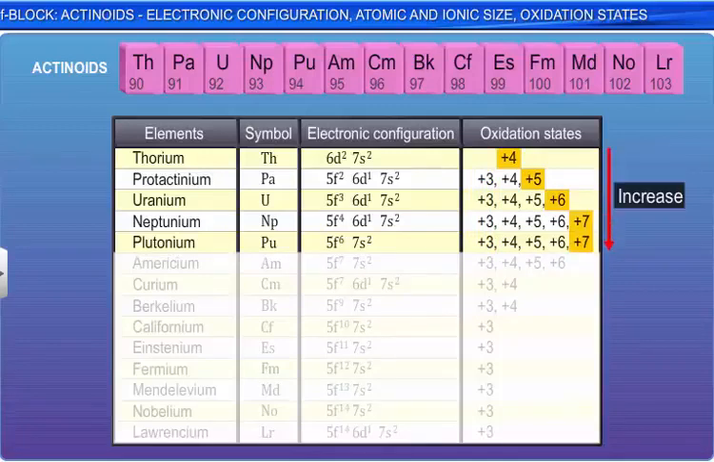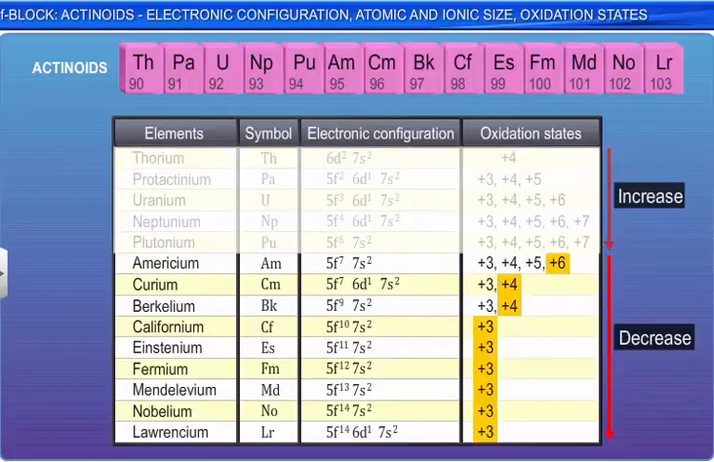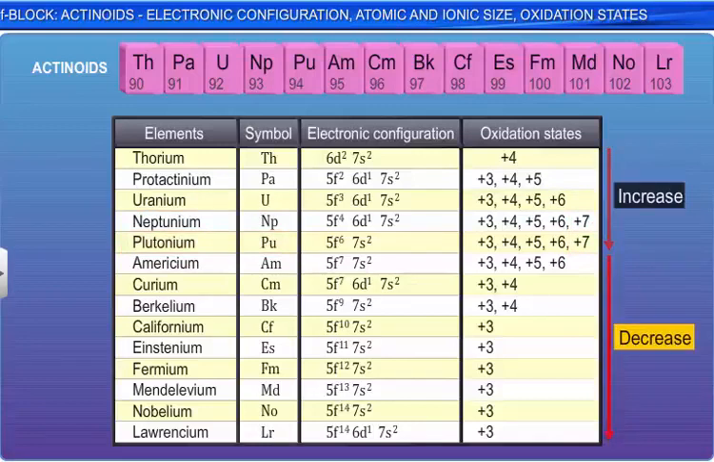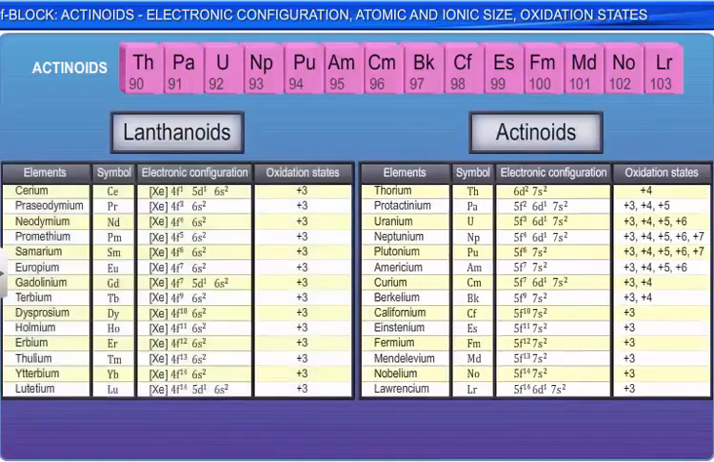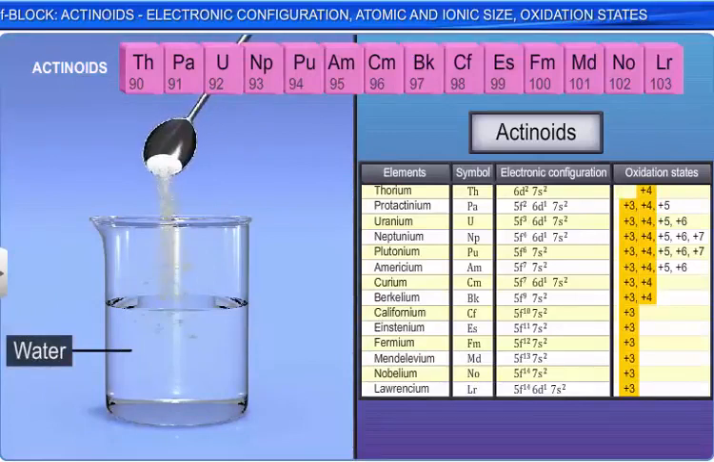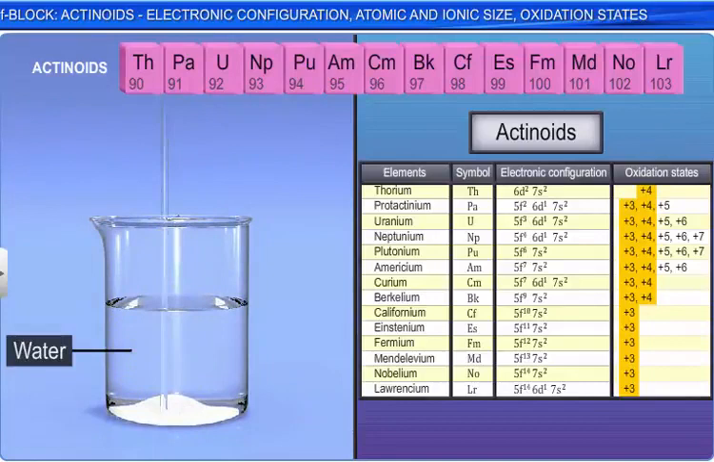That is, it increases from +4 for thorium to +5, +6 and +7 for protactinium, uranium, neptunium and plutonium, but decreases in the succeeding elements. Actinoids, like lanthanoids, have more compounds in the +3 state than in the +4 state. However, +3 and +4 ions in actinoids tend to hydrolyze, while lanthanoid ions do not.